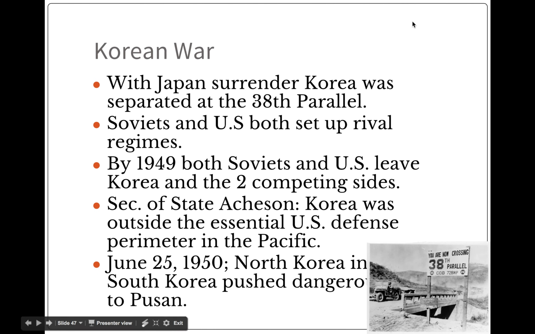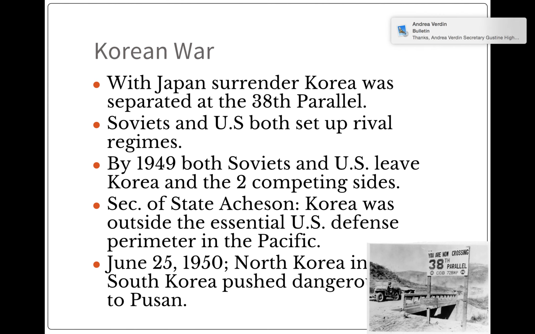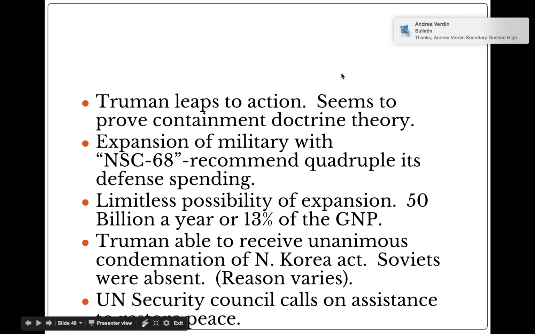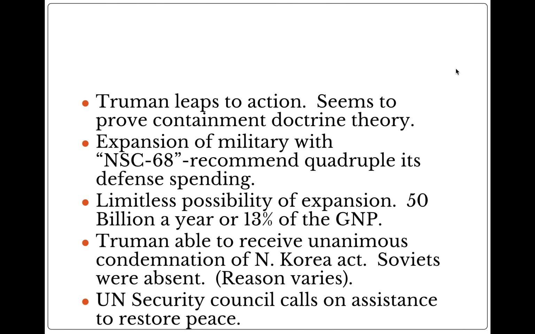The Korean War: with the Japanese surrender, Korea was separated at the 38th parallel. Japan surrendered in the north to the Soviets and in the south to the Allies, or the U.S. And so then you have this division between communism influence and democratic influence, which leads to a civil war. And then, of course, you have American involvement. Americans were sent as advisors into Korea to try and restore a more democratic form of government.